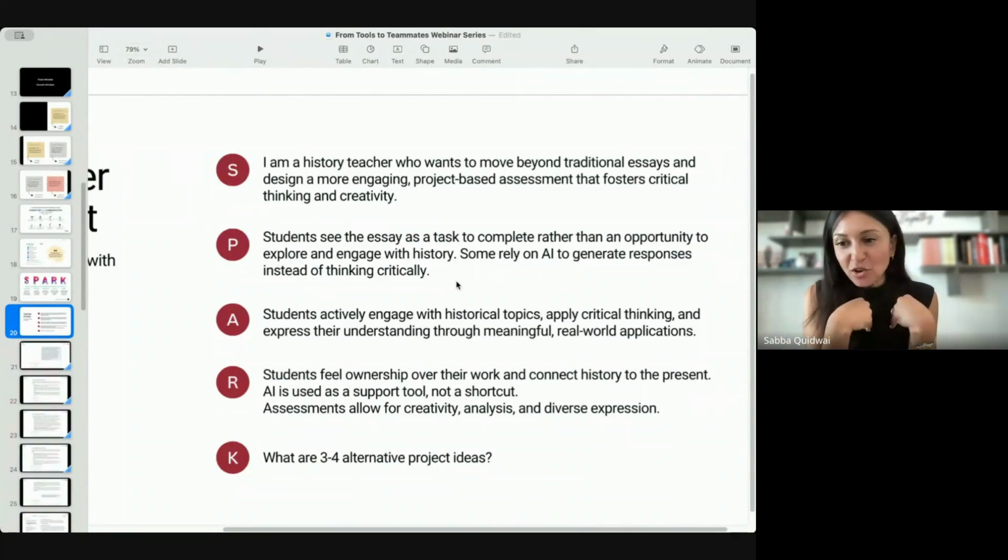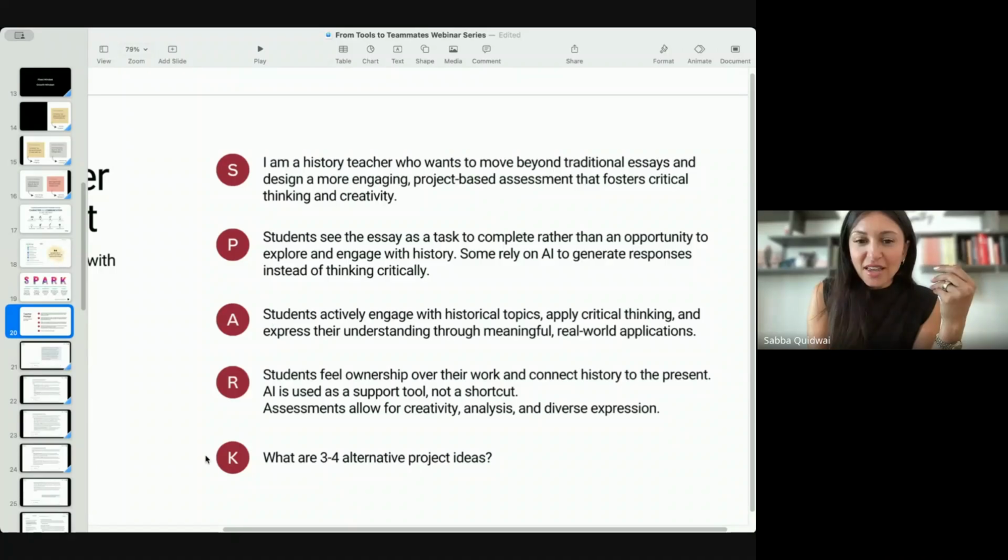My aspiration, though, my vision for success is that they enjoy writing, that they are interested in the topics from history, they are using their critical thinking, and they're also thinking about the real world and what we can do, okay? The result, I want them to be proud of their work. I want them to use AI to support them, not to do the work for them. And I want them to be creative and have good discussion. Give me 3 to 4 ideas for how I can do this, okay?